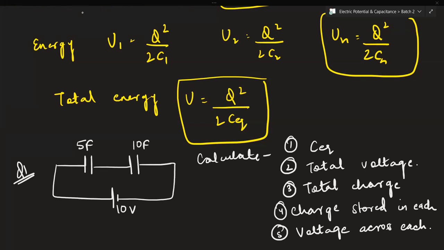C equivalent, you know the formula, 1 by C1 plus 1 by C2. Total voltage, just check what is the total voltage of the circuit. If you know total voltage and C equivalent, multiply them, you will get total charge. Then the charge stored in each and voltage across each. At least the first three parts, everyone should submit their answers quickly. The calculations are also not tough, and you can leave it in the form of a fraction. No need to solve it in decimals. But at least solve it quickly and submit your answers, all of you.